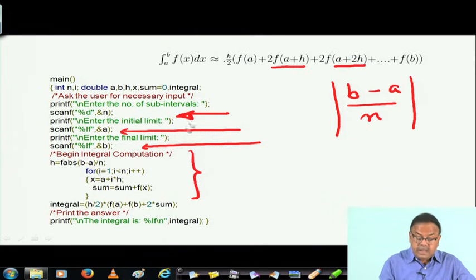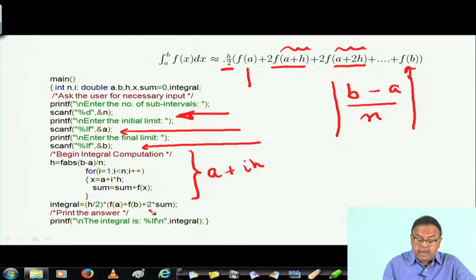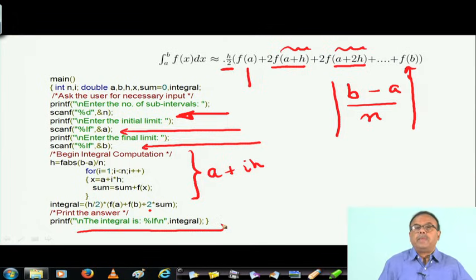Now, the integral is h by 2 times, this part, f(a) plus f(b) plus twice the sum of f(a+h), f(a+2h), f(a+kh), like that. That part, a plus i h, has been computed inside this loop, and that I add with 2 here, and here is my integral. So, that is the trapezoidal rule. The program is so simple if you understand the concept.